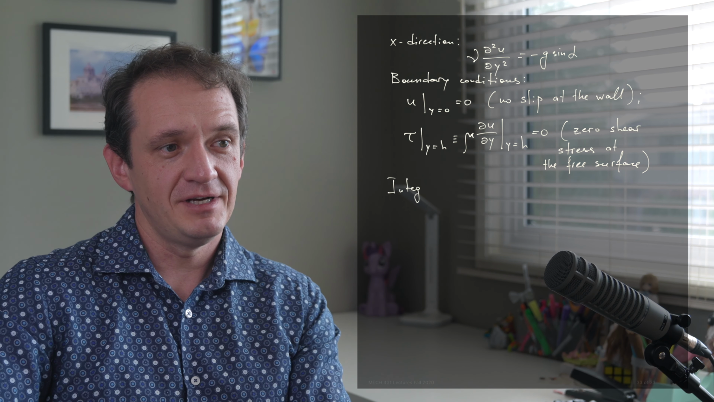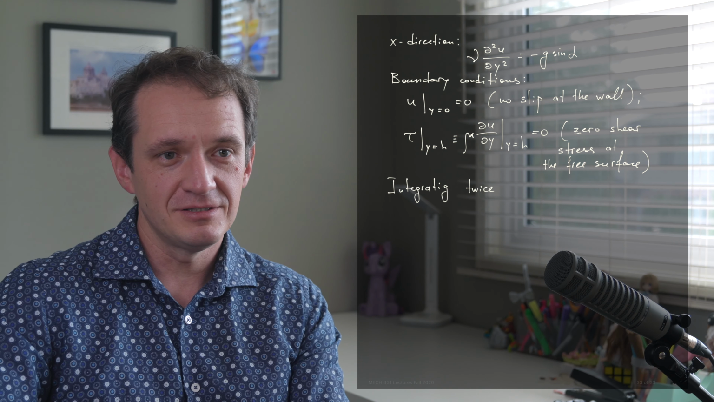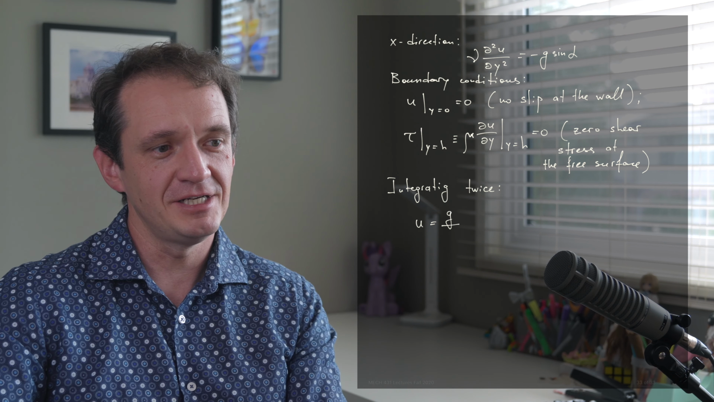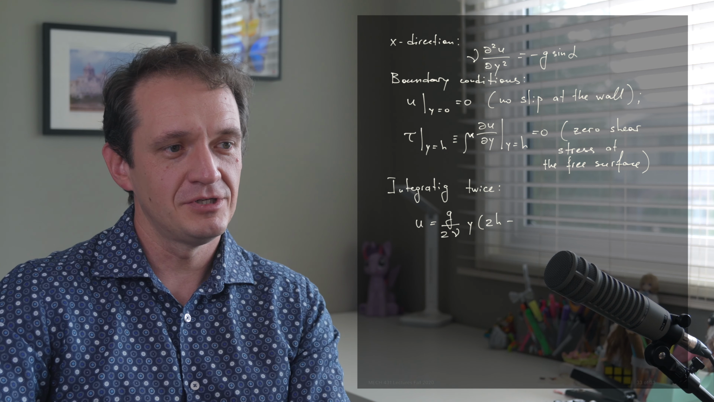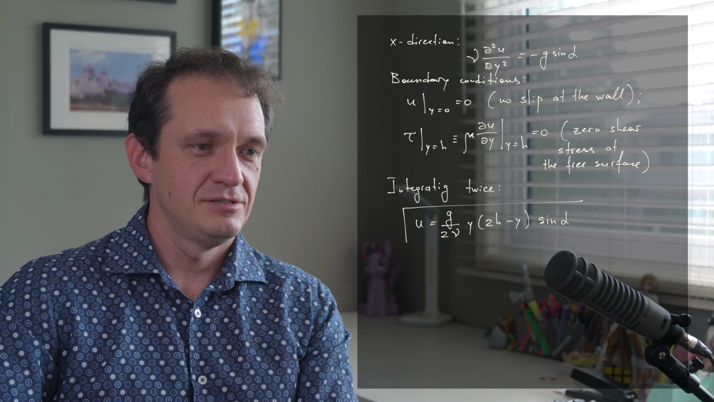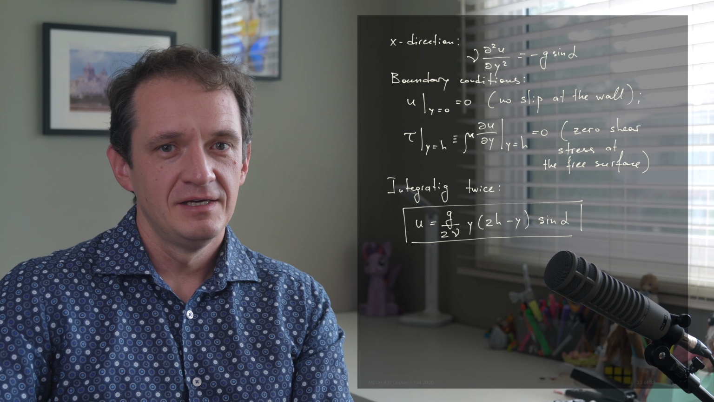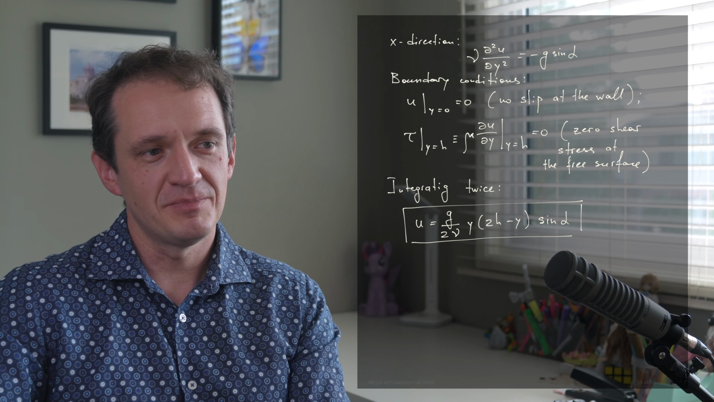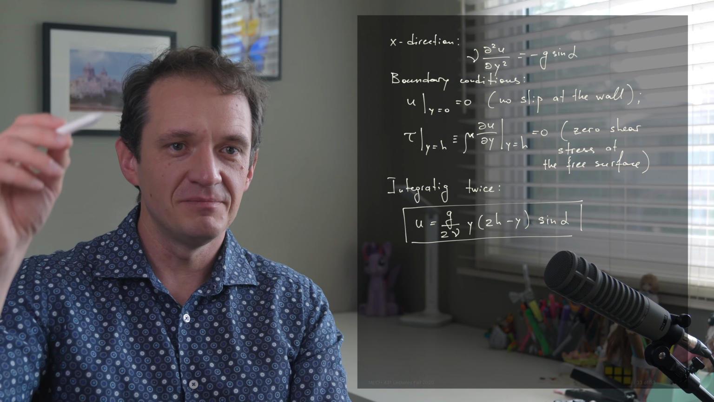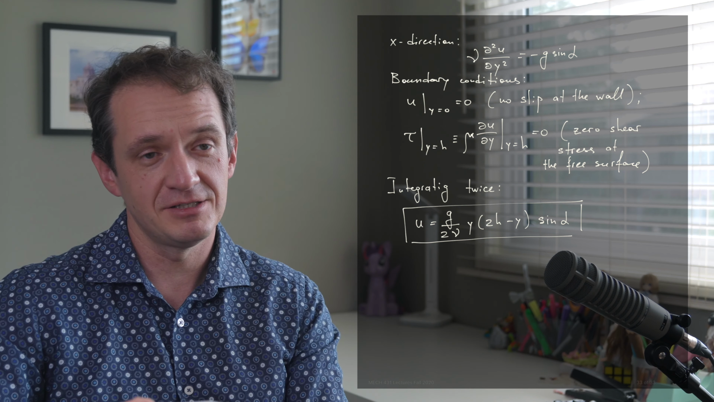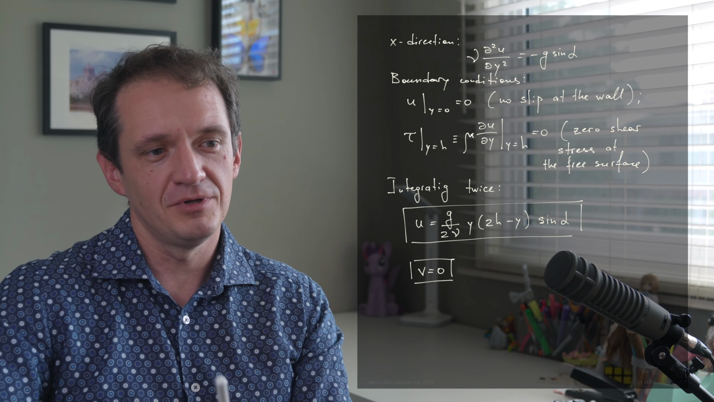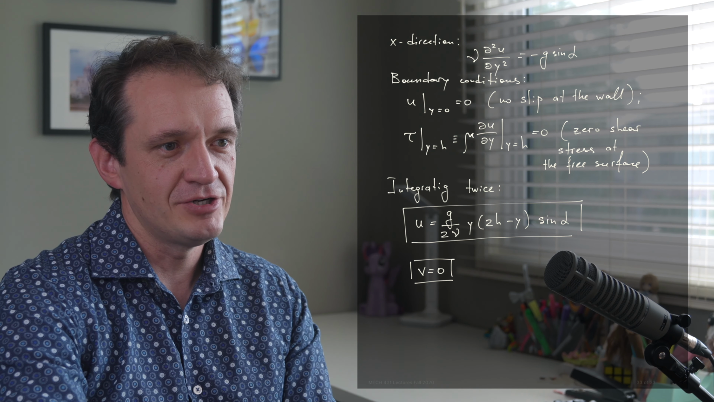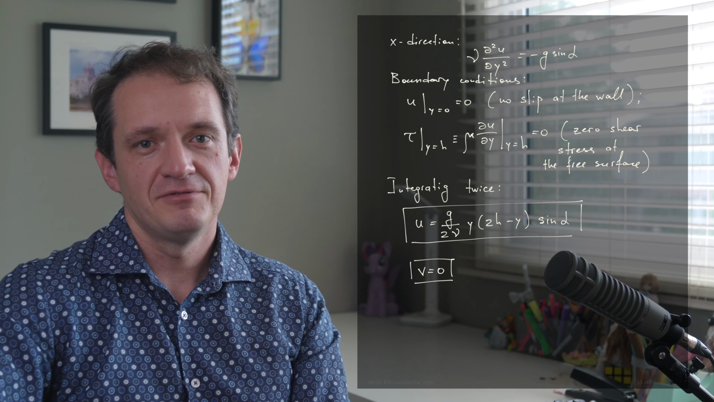So when we integrate the x direction equation twice, and substitute these two boundary conditions to find the constants of integration, we have our solution. u is g over 2 nu times y times 2h minus y times sine alpha. So that's the expression for the velocity profile in the liquid film in the x direction, and in the y direction normal to the wall, v equals 0. So combining that with the expression for pressure that we had, we have the full solution.